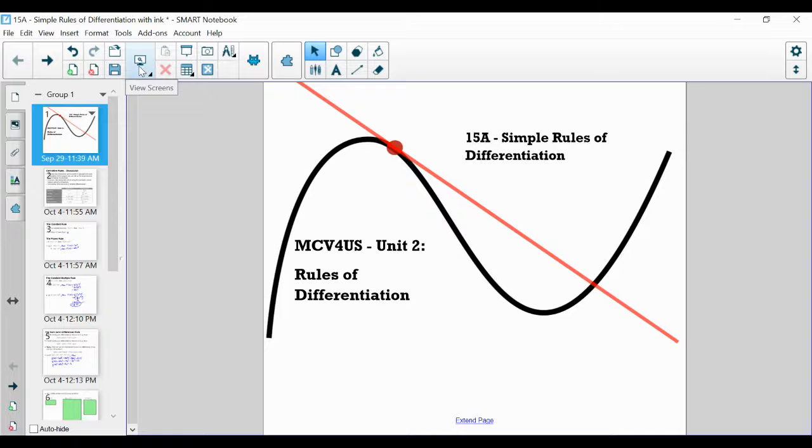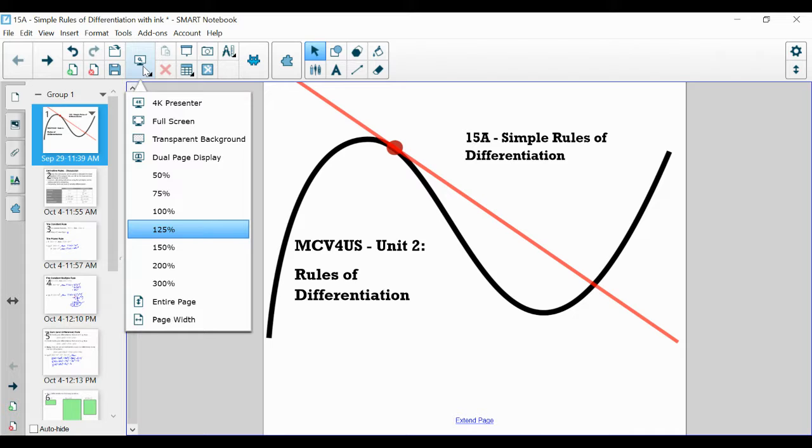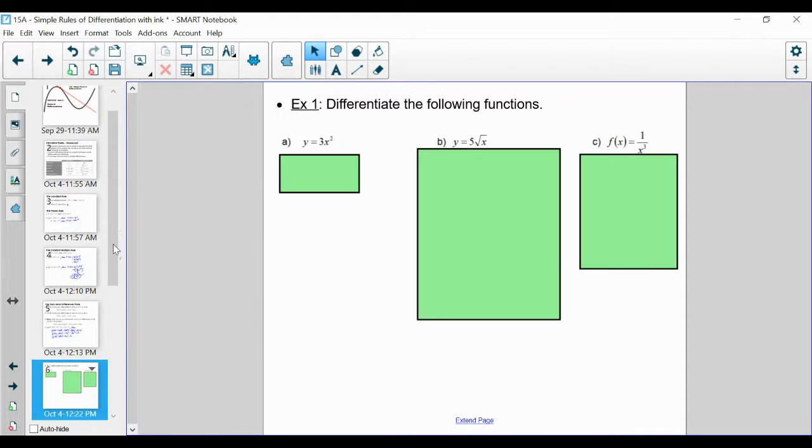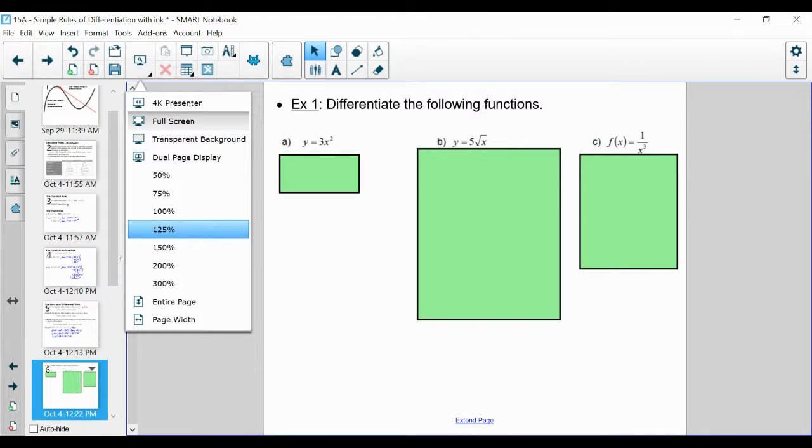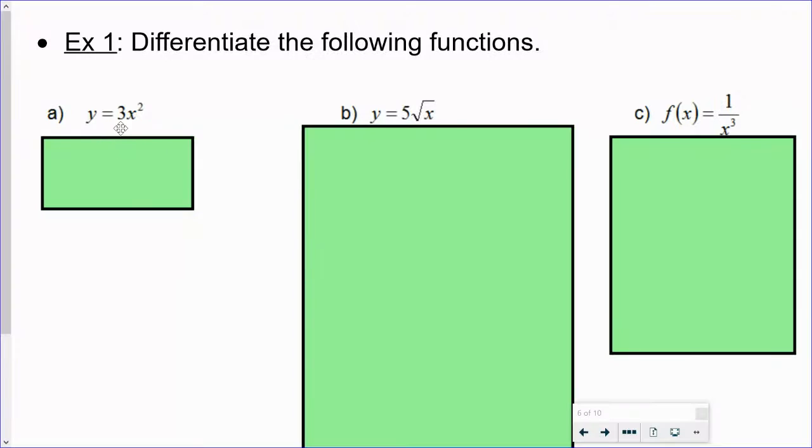Hello everyone. We're going to continue our lesson on 15A with some examples. So I'm going to just go down here. Okay, so our first example, y equals 3x squared.